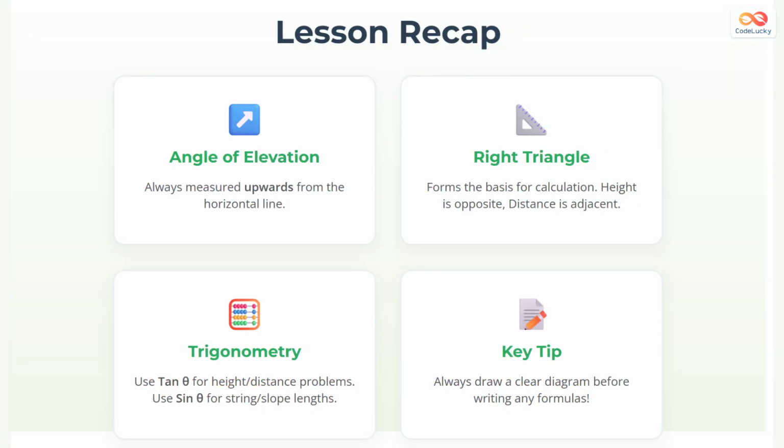To wrap up, remember that the angle of elevation is always measured upwards from the horizontal. These problems always map to a right triangle. Mastering SOH CAH TOA will allow you to calculate heights and distances that are impossible to measure with a ruler alone.